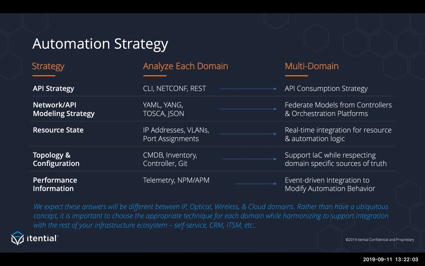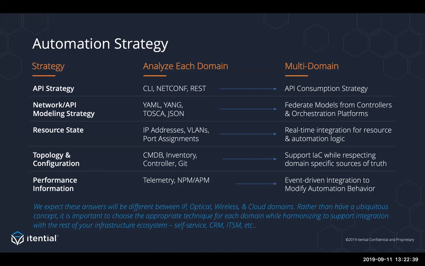With REST interfaces dominating a lot of the controller ecosystem right now, it's really around some JSON and JSON schema for modeling. The third, resource state. So that's things like IP addresses, VLANs, port assignments, things that are not tightly coupled with our controller and orchestration ecosystem, but things that we need access to. And that goes back to that high quality of network data, so we can make those automation decisions on the fly without human intervention. It's really about getting the topology and configuration and ultimately performance information.